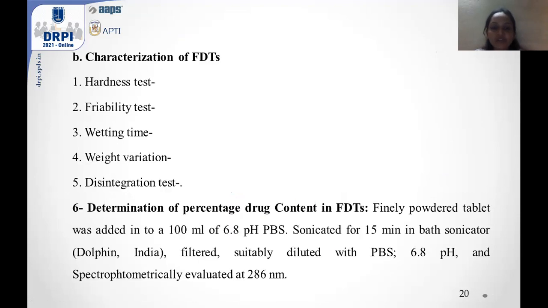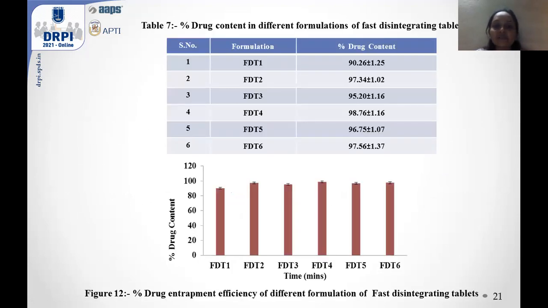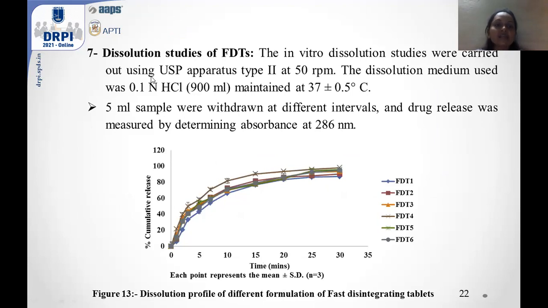Then we have also performed the percent drug content in different formulations of fast disintegrating tablets, like FDT1 to FDT6, and we have seen that all formulations contain a very good amount of drug, that is cefdinir, and this is the graph. Then this is the dissolution study of the fast disintegrating tablets, and here we can see that the FDT4 formulation has released a good amount of drug. So we can say that this FDT4, which contains crosspovidone, has released a good amount of drug.